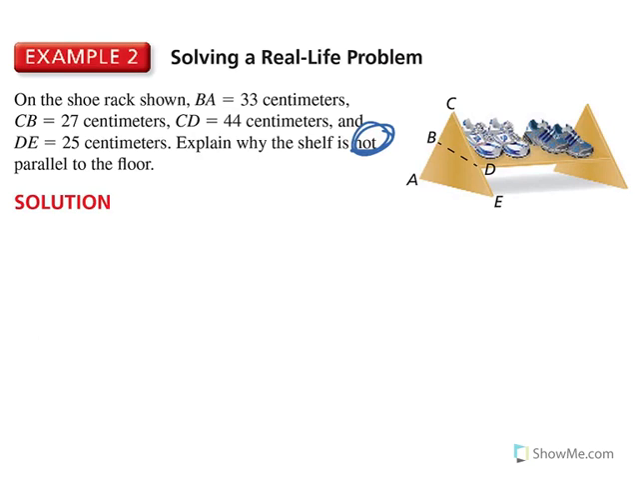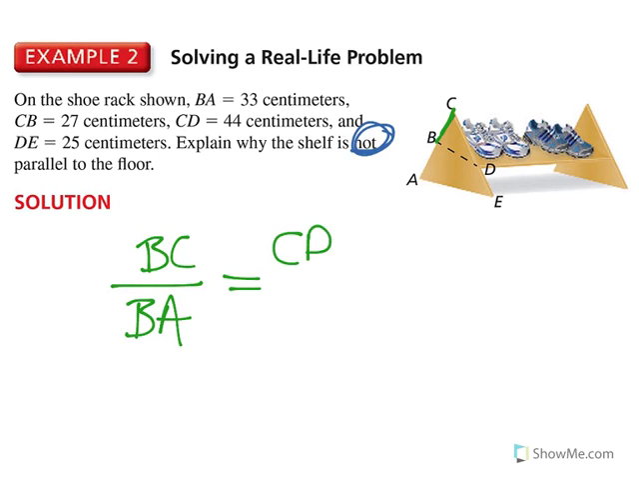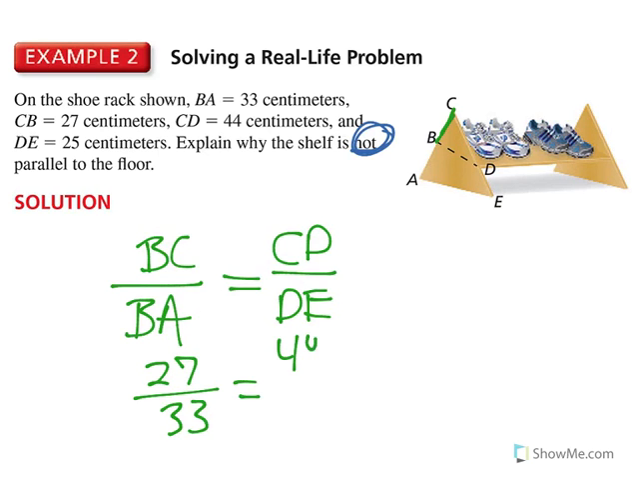So if I look at my triangle, I'm going to do the top part. So I have my BC on the top here in comparison to the bottom of BA. And in order for them to be parallel, I would need them to be equal to the other side as well. So the top CD over DE. So I'm going to plug these in. BC or CB is the same thing as 27. BA is 33. CD, 44, and DE, 25. Okay, so I'm setting these up. I'm still testing them, so I'm going to put a little question mark above it. We don't know yet if it's equal.